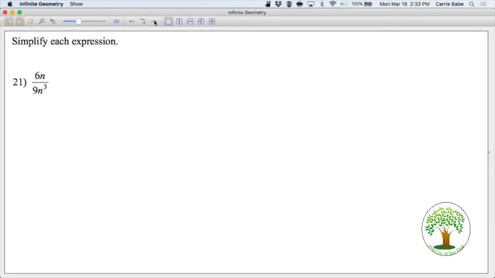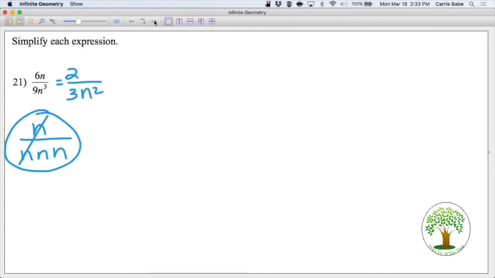If there's a number in front, like the 6 and the 9, you just reduce those like you reduce all fractions. What can I take out of both 6 and 9? 3. So if I divide the 6 by 3, I'll get 2, and divide the 9 by 3, I'll get 3. Okay. Now we have to do the letters. You don't write this part. There's an N on top, and there are 3 N's on the bottom, and they cancel out. So what will be left? N squared. You do not have to do this part at the bottom, but I want you to see a visualization.